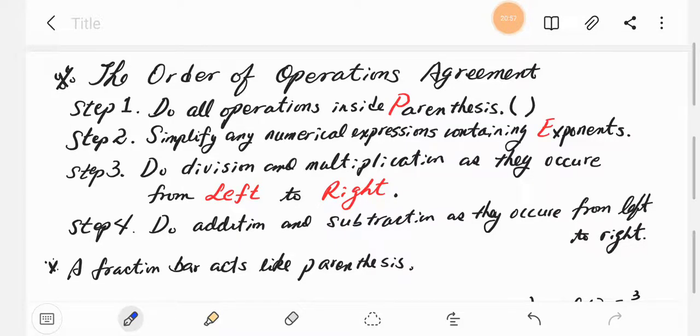And the third step is if an expression has division and multiplication together. So it's a product and or quotient together, then we will simplify from left to right. So if division comes first, then divide first. If a multiplication comes first, then multiply first. So we will do the division and multiplication or multiplication division as they occur from left to right. Okay, this is really important.